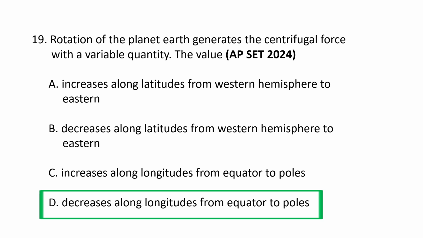The correct option is D, decreases along longitudes from equator to the poles. The centrifugal force generated by the Earth's rotation decreases as we move from the equator towards the poles, with the value being maximum at the equator and zero at the poles. This is because the centrifugal force is proportional to the radius of the circular path of the rotation, which is largest at the equator and diminishes to zero at the axis of rotation.